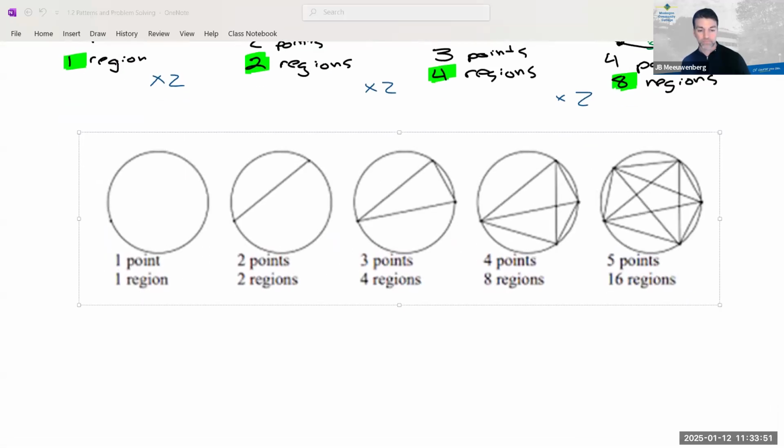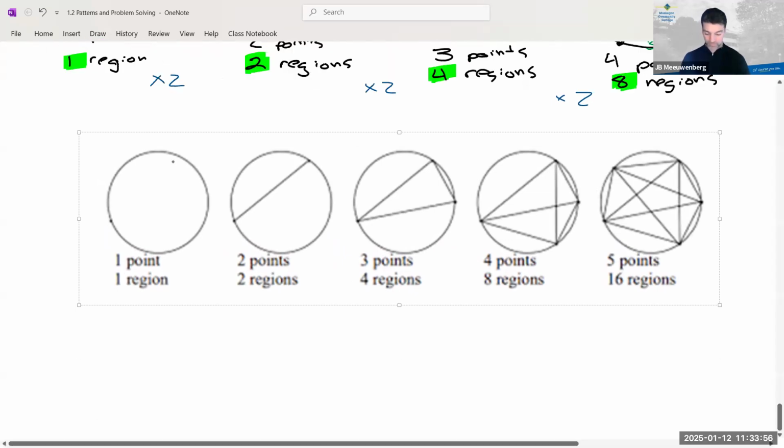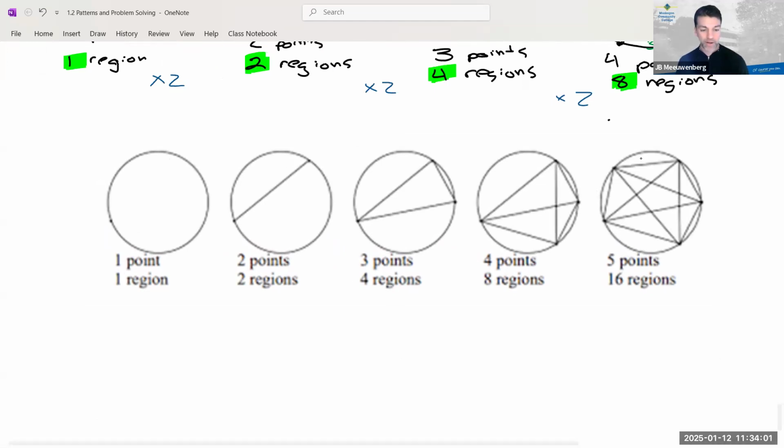Here we go. So do we have 16 regions when we do 5 points? I'll go through and identify them. I'm just going to do a little shading. 1, 2, 3, 4, 5, 6, 7, 8, 9, 10, 11, 12, 13, 14, 15, and 16. Hey, we did it. So do we assume this is going to hold true forever?